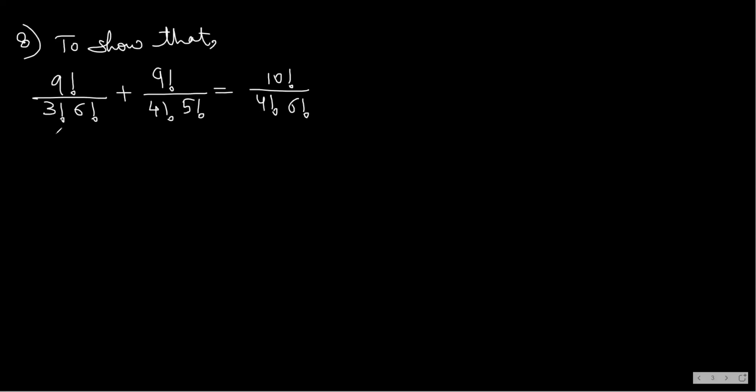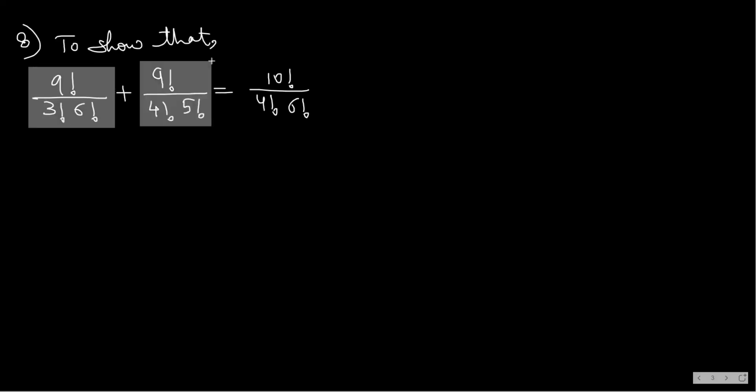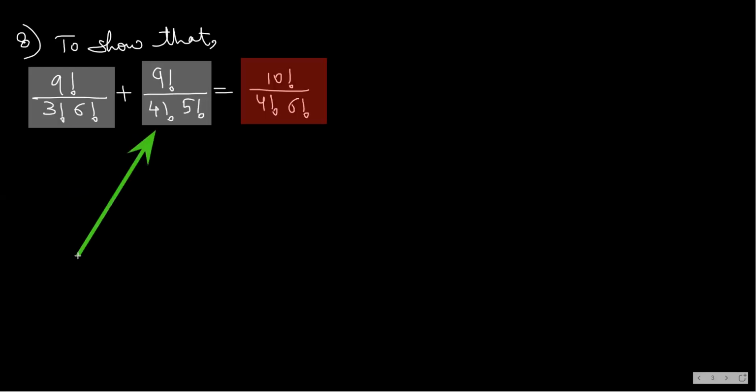So now we are solving question number 8. It is one of the very important questions from the factorial part. Listen students, we have to show that the sum of these two terms on the left hand side is equal to this on the right hand side. Once again, what we have to prove? We have to prove that this plus this, when we add these two, it is equal to this thing.